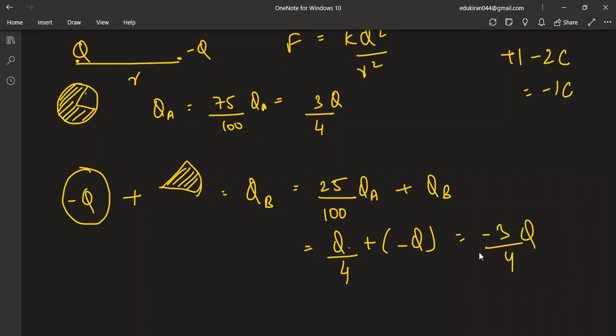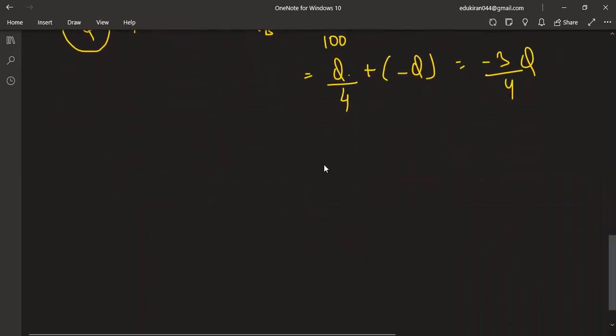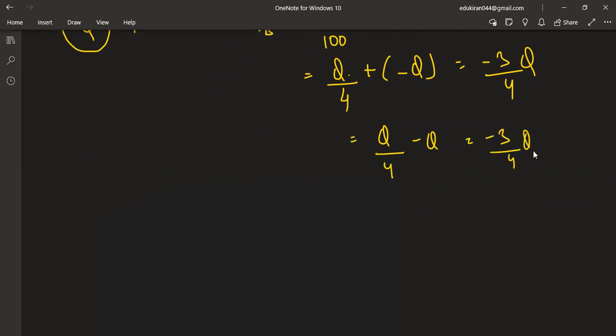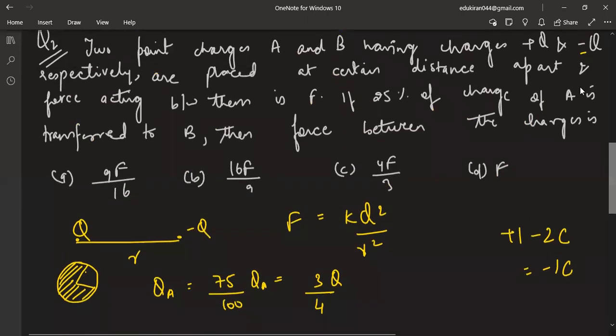But we will obviously not consider the negative sign when we are putting it in Coulomb's law. This is simply Q by 4 minus Q. So that becomes minus 3 by 4 Q. The value of Q you need not put. The value of Q is not even given to you in the question.